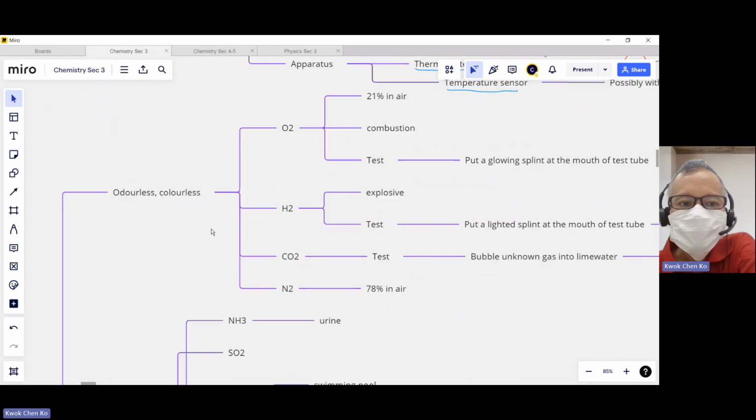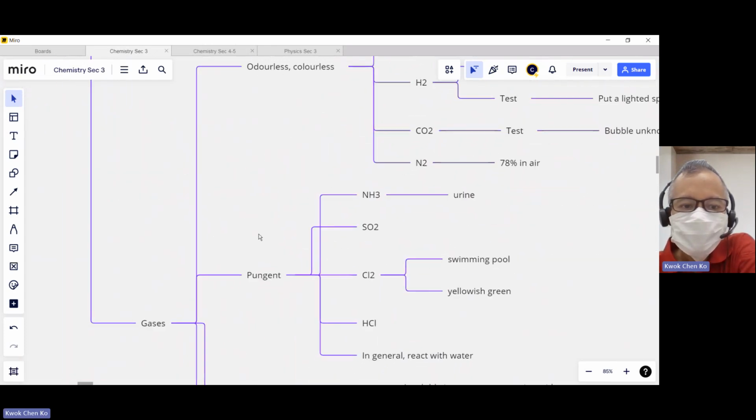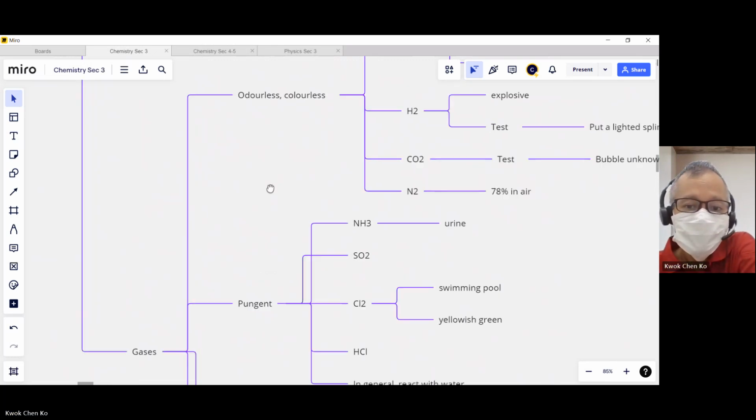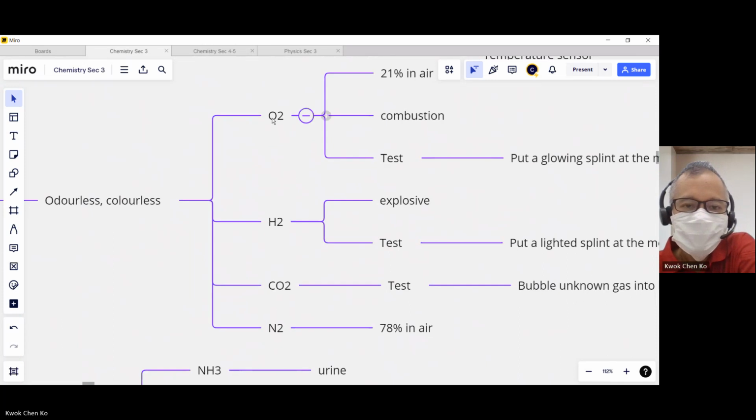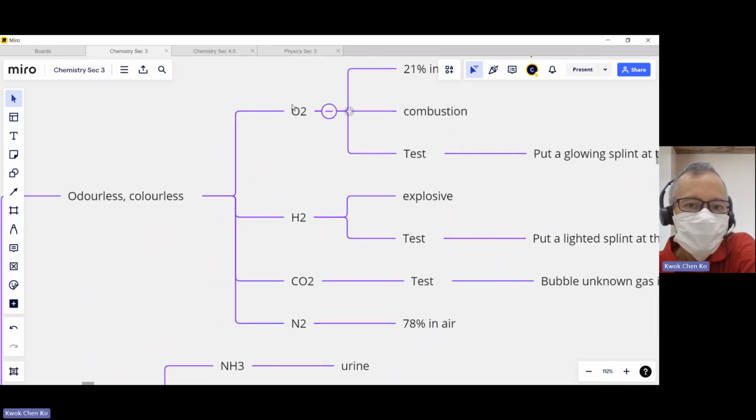There are a few gases that you want to be aware of. Just now we mentioned the collection of gases or measurement of gaseous volume. But what gases are we interested in? Well, these are the specific ones: O2, H2, CO2, N2. I want you to remember these four gases especially, they are odorless and colorless. You can't smell them, you can't see them.